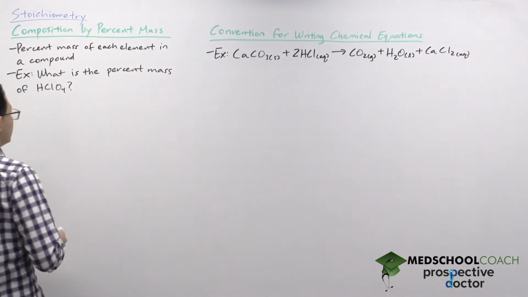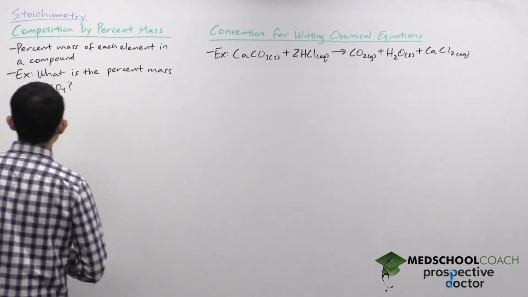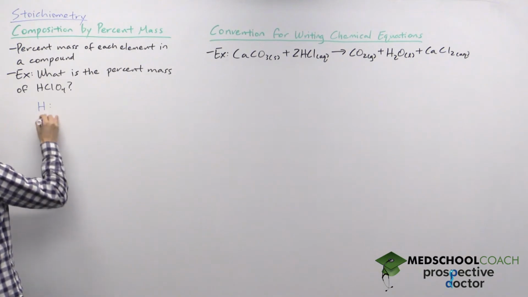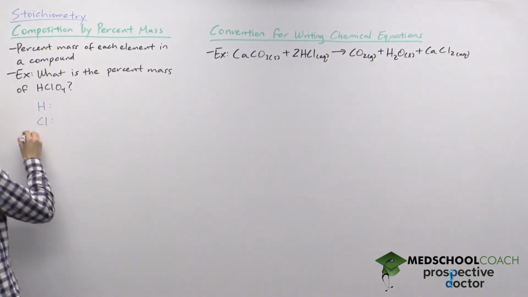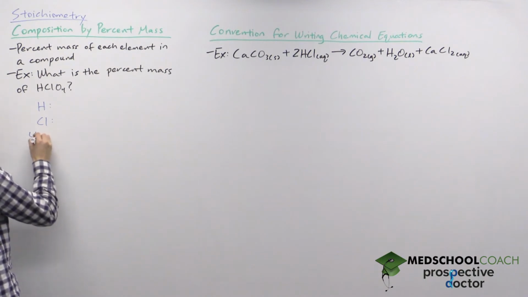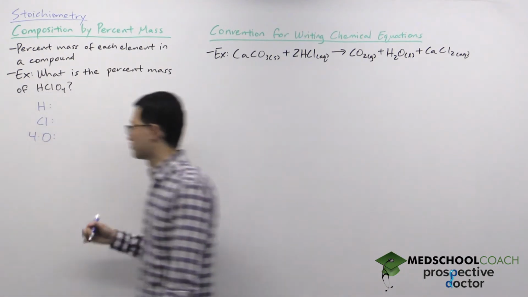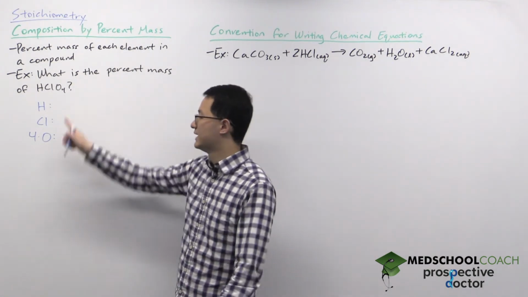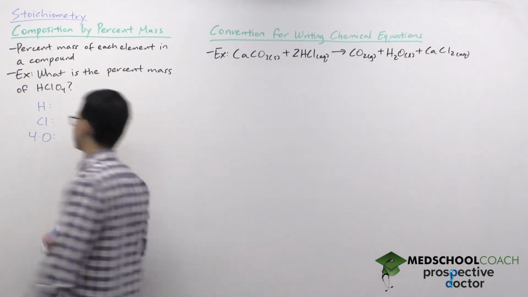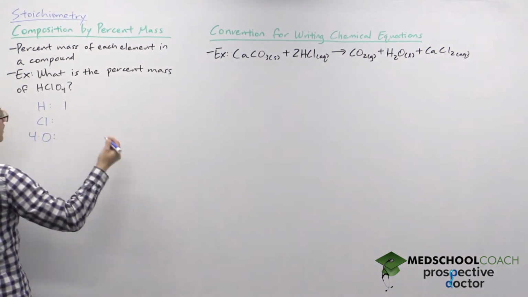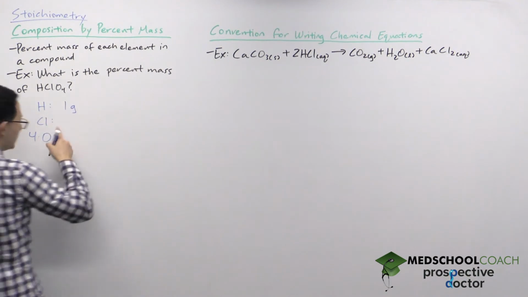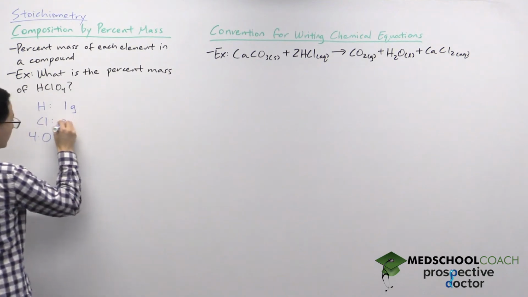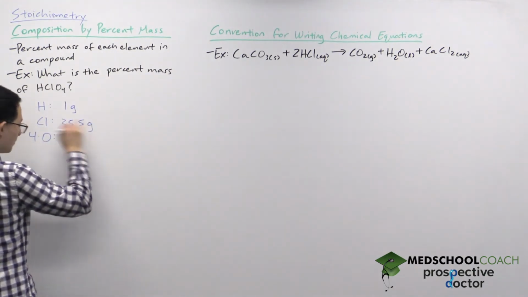Now, the first thing you want to do is calculate the total mass. So we have hydrogen, we have chlorine, and we have four oxygen atoms. So this is where you need to go to the periodic table, right? Hydrogen, if you look at the periodic table, has an atomic weight of 1. So that means we'll just use 1 gram if we're looking at 1 mole. Chlorine has an atomic weight of 35.5. So 35.5 grams in 1 mole.